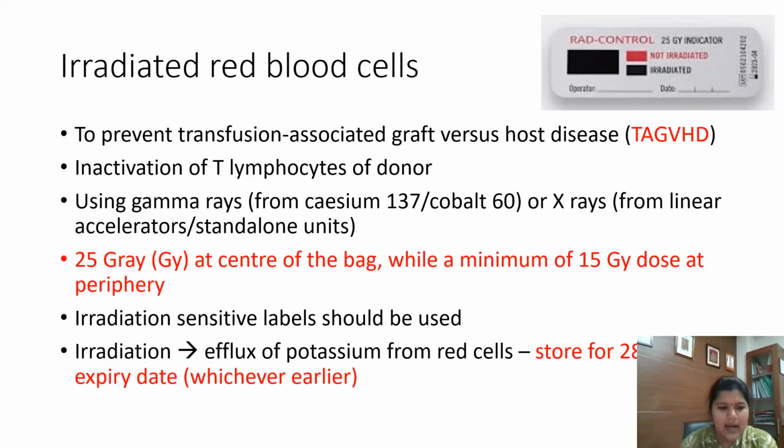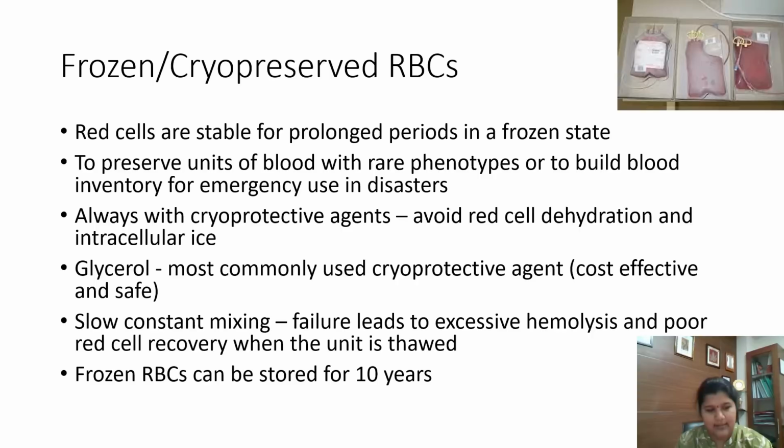A dose of 25 gray should be available at the center of the bag, while a minimum dose of 15 gray should be sufficient in the periphery. Irradiation sensitive labels should be used. The irradiation indicator should be placed in the indicator. If it indicates 25 gray, it has to be placed at the center of the bag. Now this irradiation has one side effect. It causes efflux of potassium outside the red cells. So that will increase the potassium content of the blood bag. Therefore, if the blood bag undergoes irradiation, it has to be used within 28 days post irradiation or within its expiry date, whichever date is earlier.